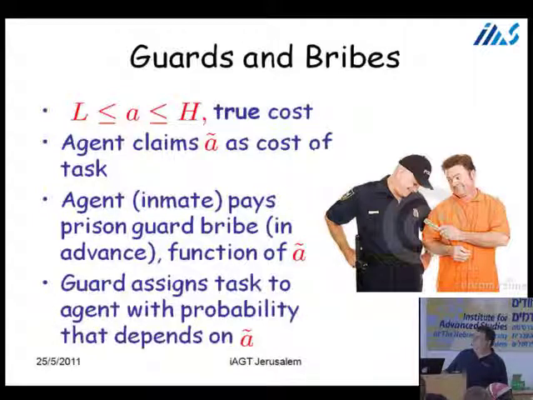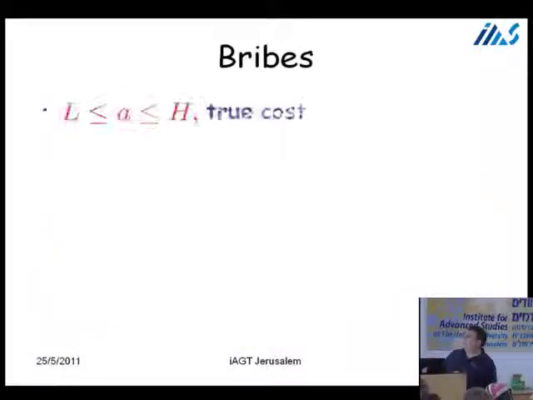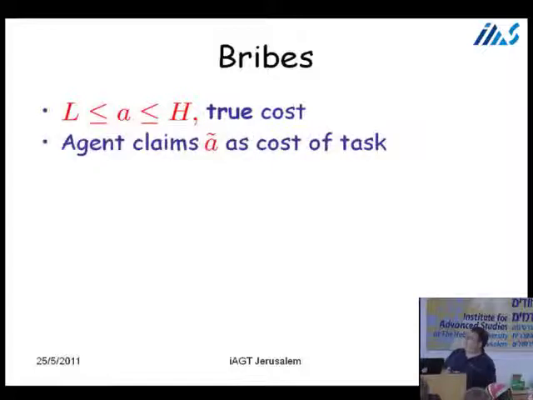And the guard assigns tasks to the agent with some probability that depends on A tilde. This is the general setting. I've just translated everything into terms of tasks and bribes rather than vases and mafiosi. Okay.